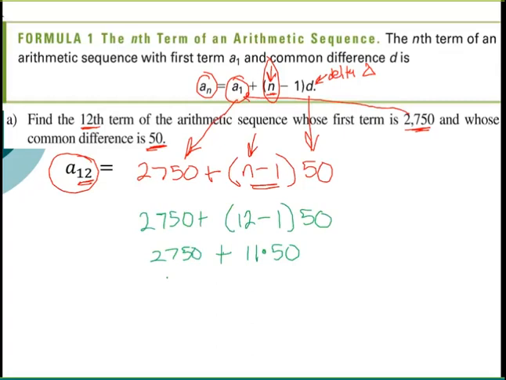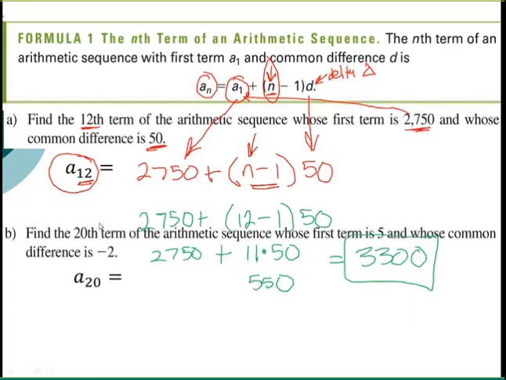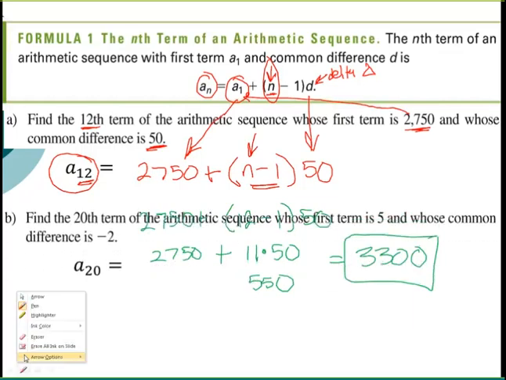And if I just type that into a calculator real quick, 50 times 11 plus, so this is 550 plus 2750 gives me 3,300. So this would be my 12th term in this particular sequence.